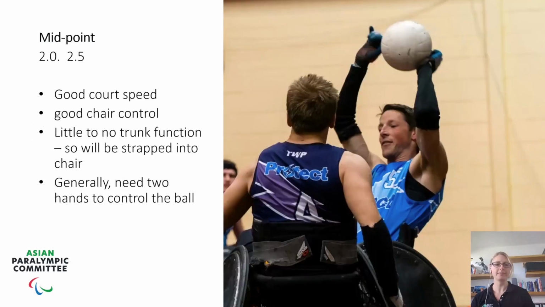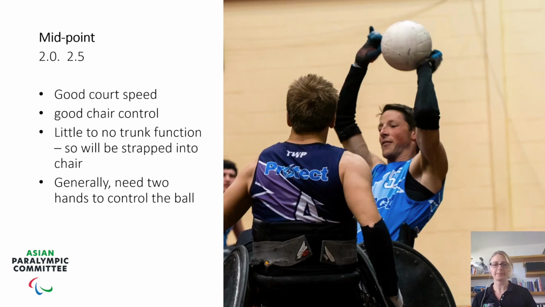The midpoint players are the 2s and the 2.5s. They tend to have very good chair speed and control around the court, but they probably still have little to no trunk function, so they're still going to be strapped in. And whilst their arms will be stronger, they're still going to have impaired hand function, where what you'll see is most of the time they still need to use 2 hands to control the ball well on court.